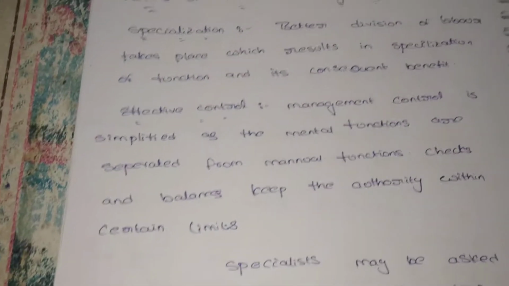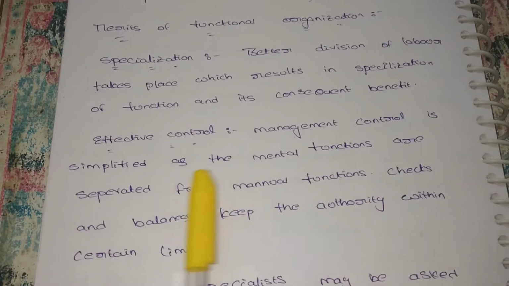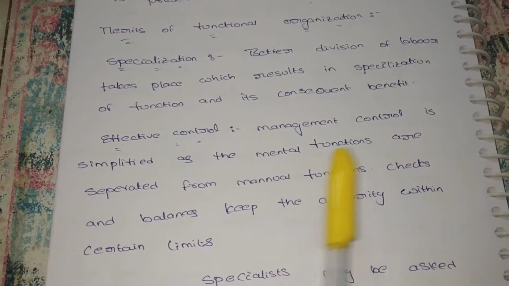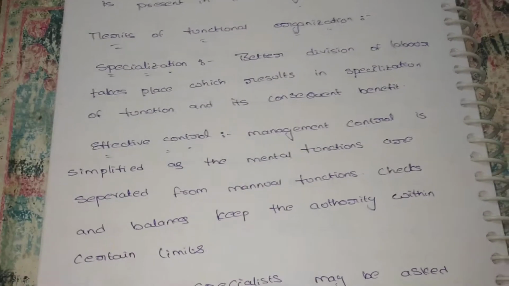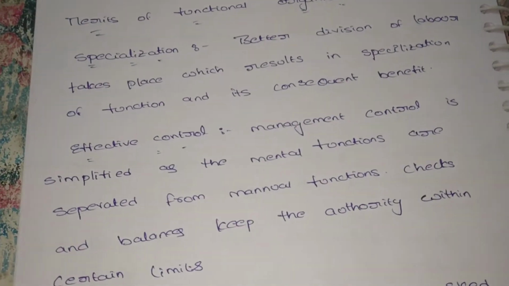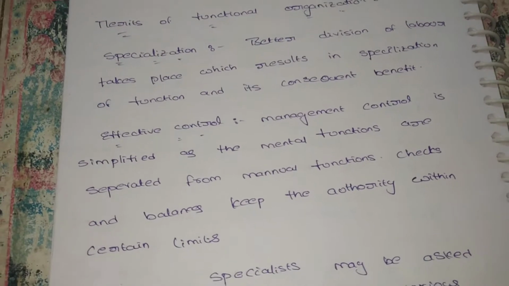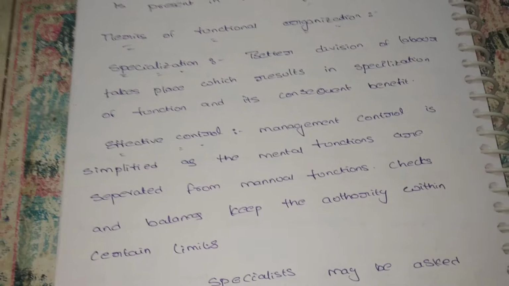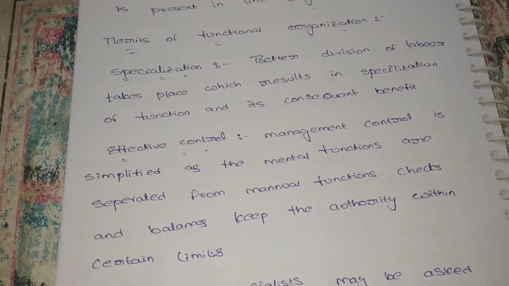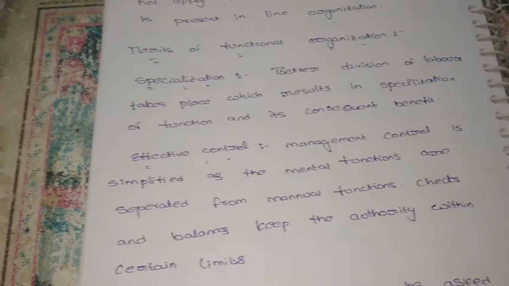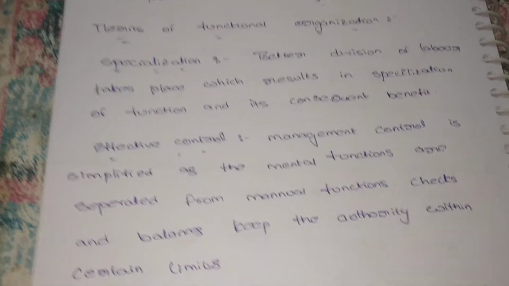part in their area. Managerial control is simplified as mental functions are separated from manual functions. Effective control is also one of the merits of the functional organization. Here we are separating manual functions and mental functions. Mental functions are nothing but taking decisions. Manual functions mean maintaining books of records.